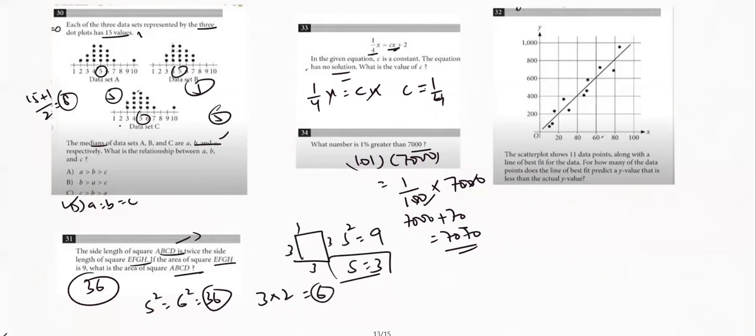Okay, next. The scatter plot of 11 points is shown with the line of best fit. For how many of the data points does the line of best fit predict a y value that is less than the actual value? So we would be looking at the points which are above the line. Whenever the question asks whether the line of best fit predicts a y value less than the actual value, you look at the points above it. 1, 2, 3, 4, 5.